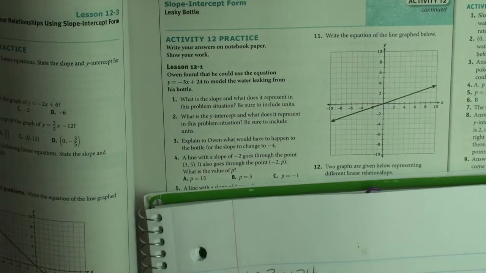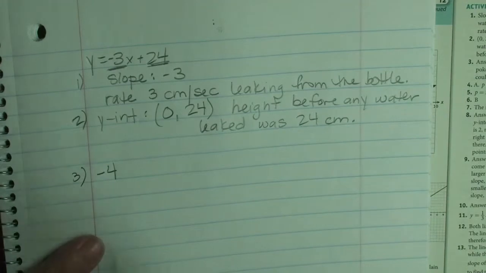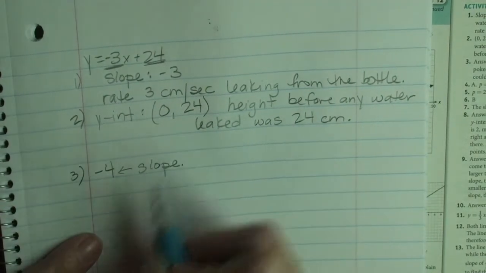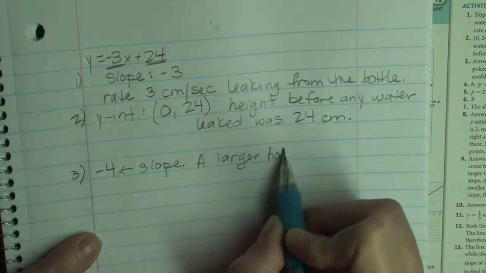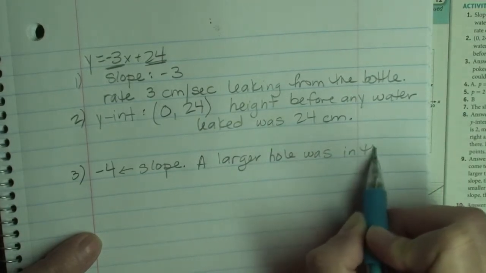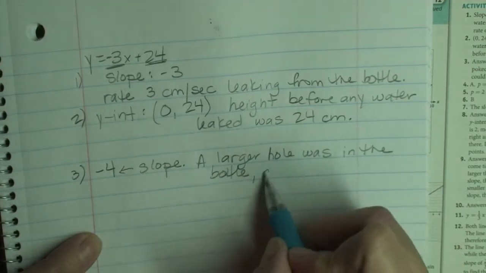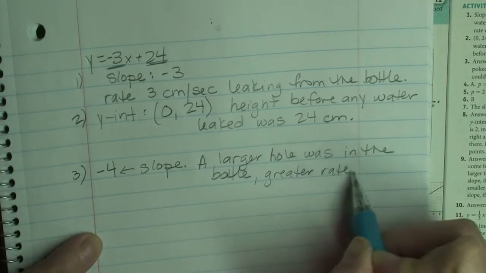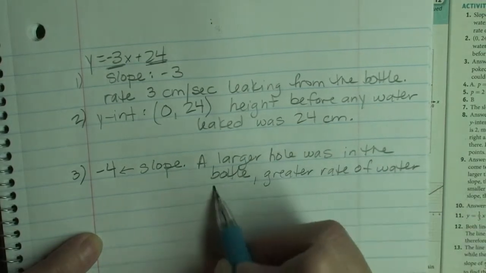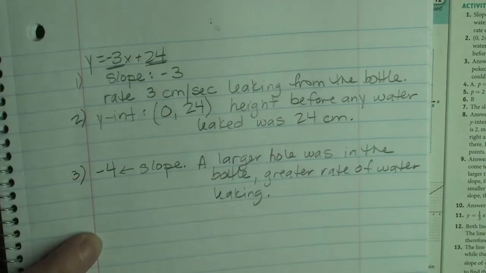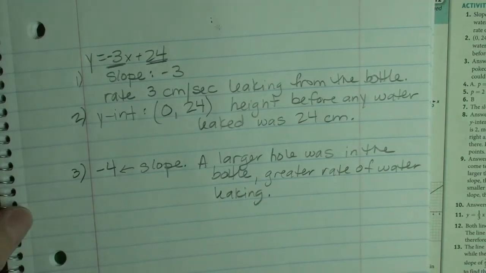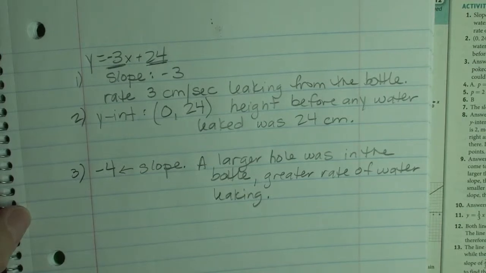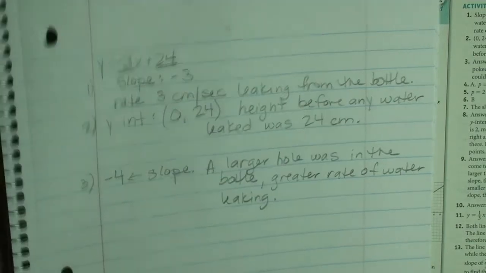Okay, number 3 says, explain to Owen what would have to happen to the bottle for the slope to change to negative 4. All right, so if the slope is now negative 4, basically either a larger hole was in the bottle, so that it had a greater rate of water leaking. That's the only thing I can think of that would make the water leak faster, is to have a larger hole in the bottle. If you can think of another reason that it could come out faster, maybe the bottle was squeezed by his books or something like that. But anyway, a greater rate of change.